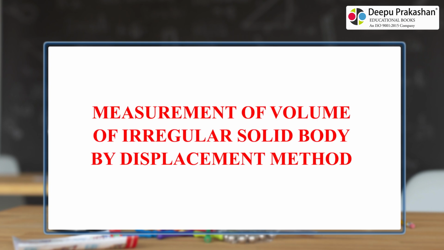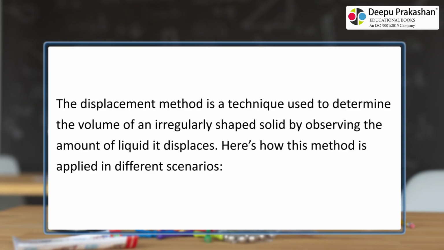Measurement of volume of irregular solid body by displacement method. The displacement method is a technique used to determine the volume of an irregularly shaped solid by observing the amount of liquid it displaces. Here's how this method is applied in different scenarios.